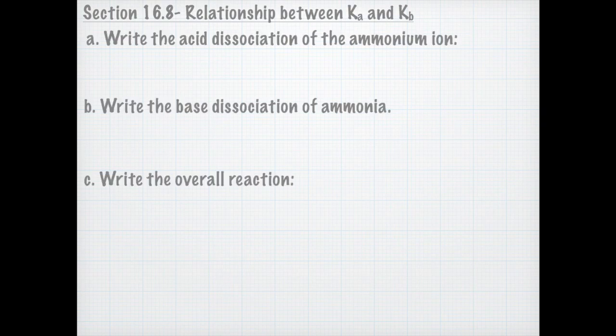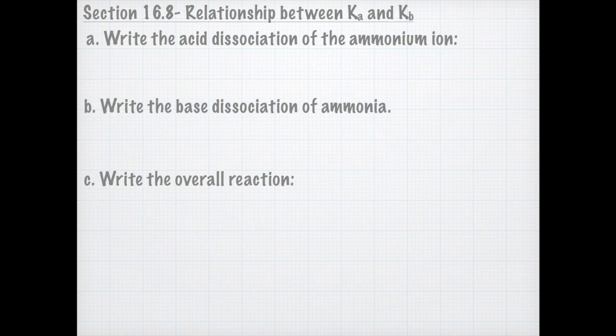In this lesson, we're going to look at the relationship between Ka and Kb, and we're also going to be introduced to the common ion effect and then also look at buffers. So to begin with, we're going to first write the acid dissociation reaction for ammonium ion.